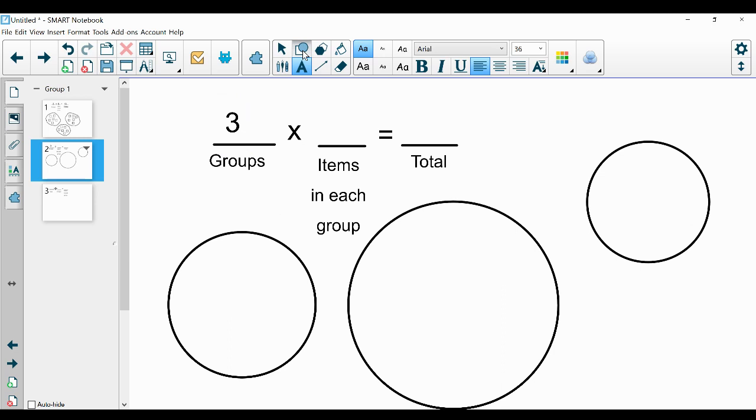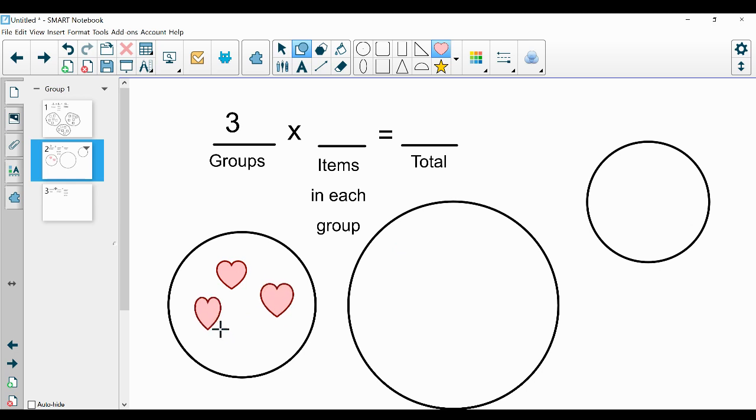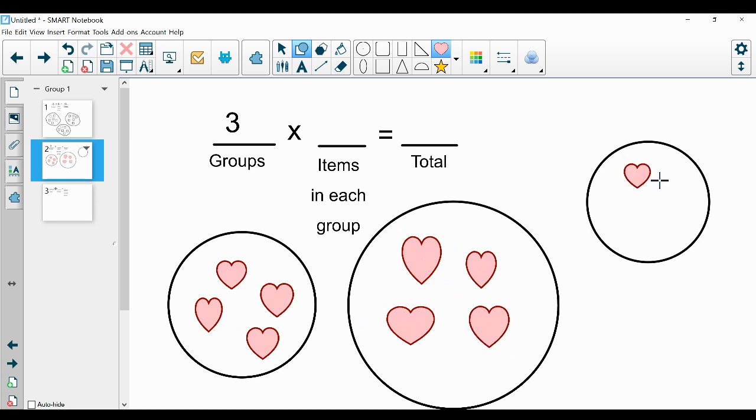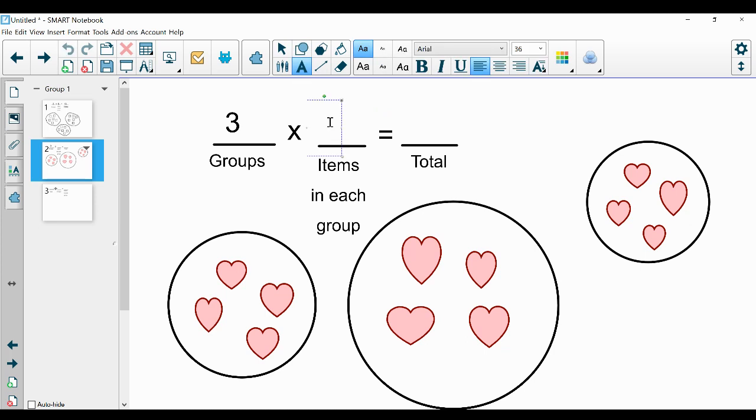Now the thing about multiplication is it has to have the same number of items in each group. So I'm going to put a heart in each circle. Actually, let's do this. Let's do 4 hearts in each circle. 1, 2, 3, 4. 1, 2, 3, 4. 1, 2, 3, 4. So I have 4 hearts in each circle. So I'm going to put that the items in each group is 4. So I have 3 grocery bags with 4 items in each bag.